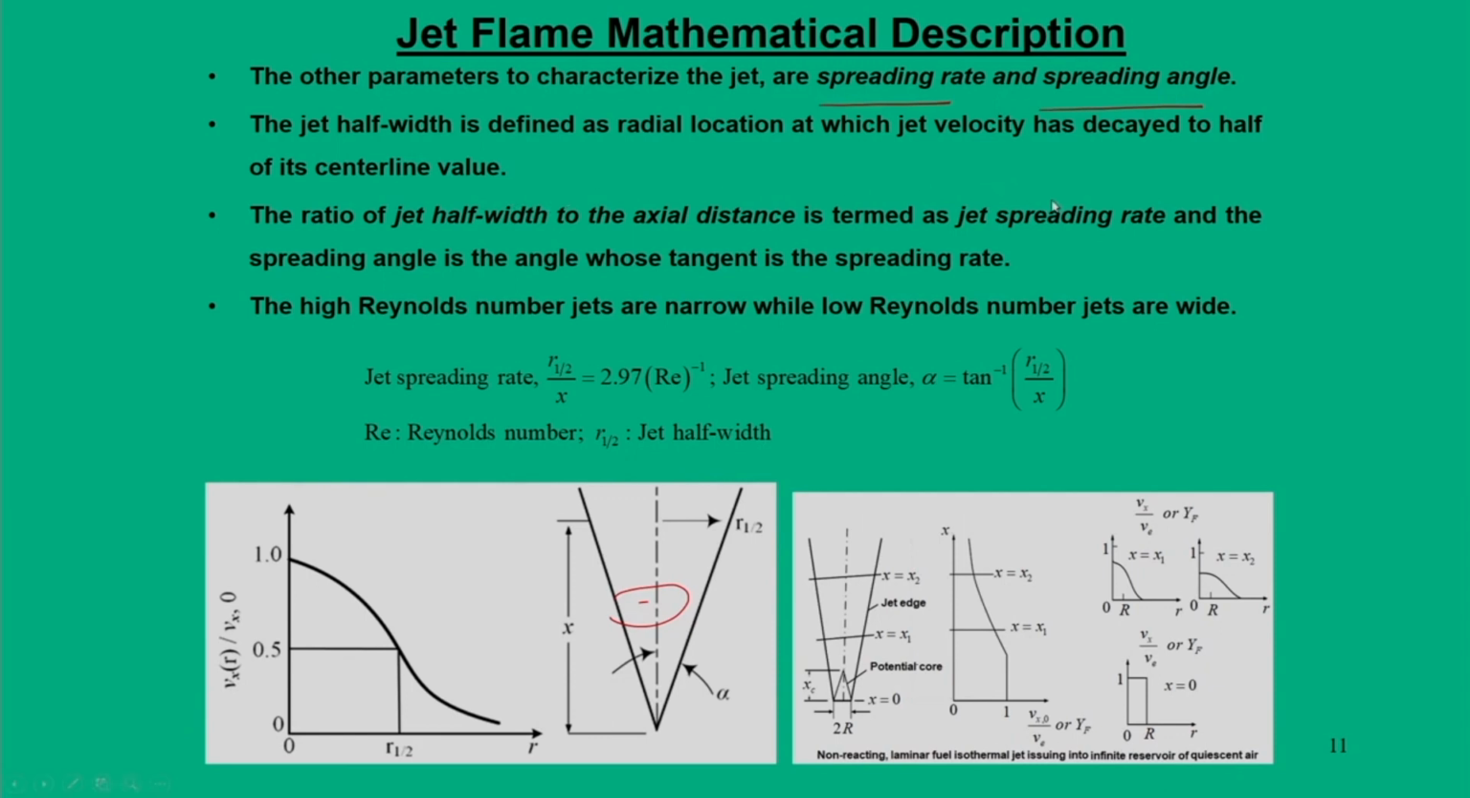Once we know this jet spreading rate, we can find the jet spreading angle, which is the angle whose tangent is the jet spreading rate. We can represent this in mathematical form as jet spreading rate equals r half by x, that is by definition, and this is equal to 2.97 Re to the power minus 1. So, this says that if your Reynolds number is high, then jets are narrow, while low Reynolds number jets are normally wide. This information gives how a jet spreads in the oxidizer, or how the fuel spreads in the oxidizer.